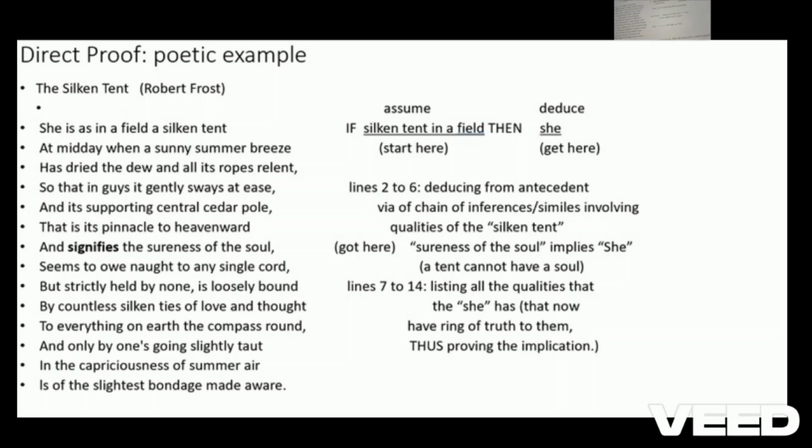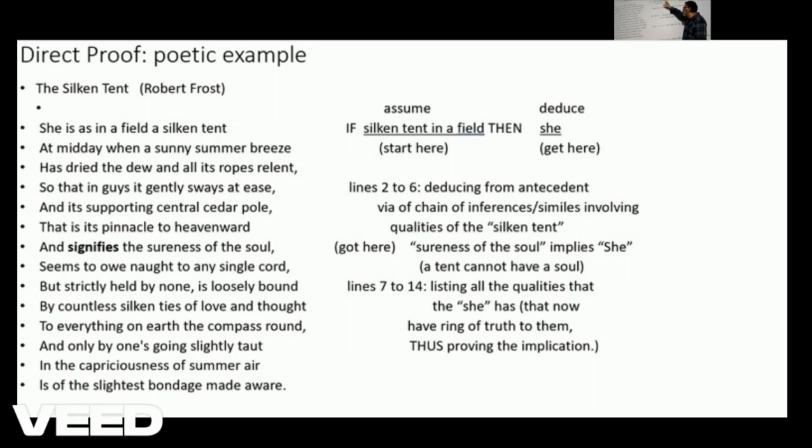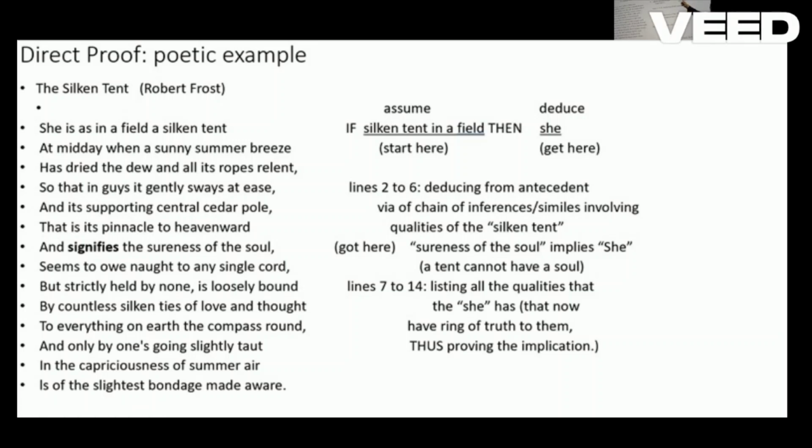So you go, if a silken tent in a field, we assume that all the physical features of a silken tent are true. We will start the proof there. And once we expand on what it means to be a silken tent in a field, this should hopefully lead us to the she. So we start here, and this is the idea of a direct proof in mathematics. You start with the antecedent, and you deduce, is the word, from the antecedent, the conclusion that she is super cool.